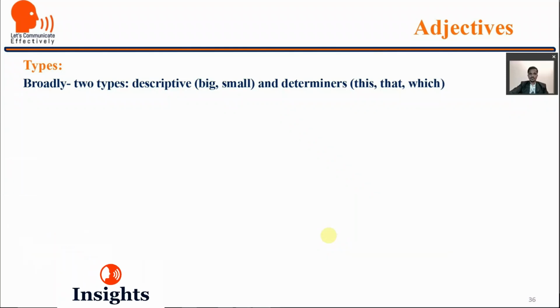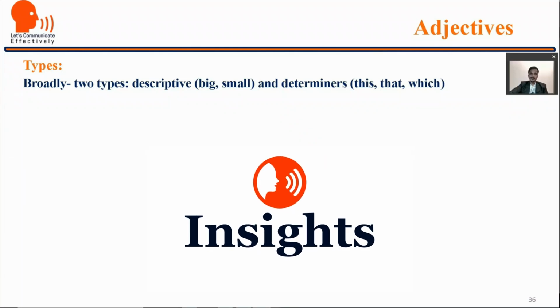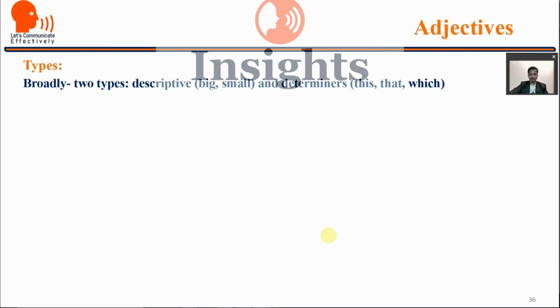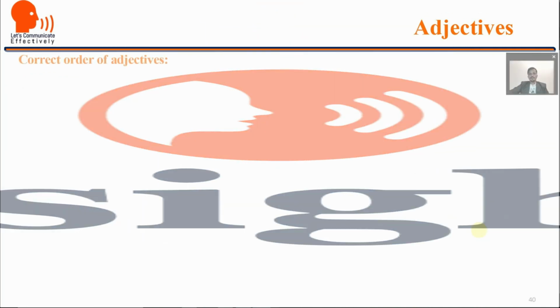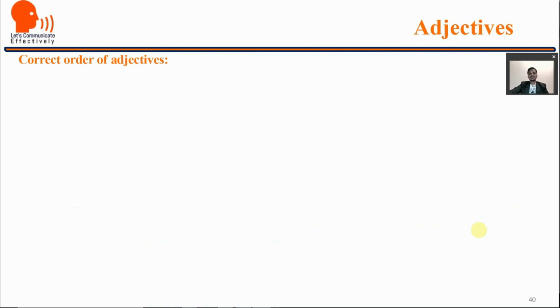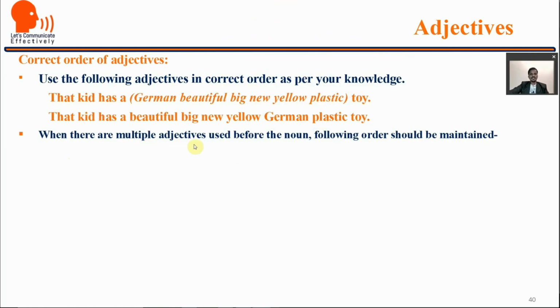The person who knows how to use adjectives is a more impressive person. They are divided in further types like these: descriptive, quantitative, demonstrative, possessive, interrogative, and distributive. Now from adjectives, the most challenging part is order of adjectives. When there are multiple adjectives used before the noun, the following order should be maintained.